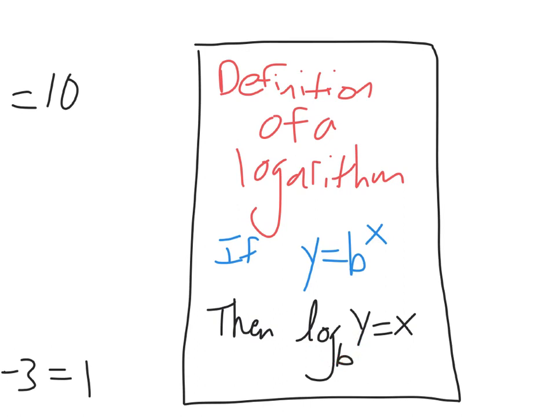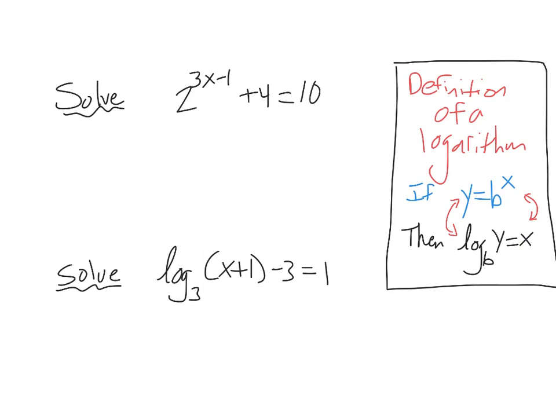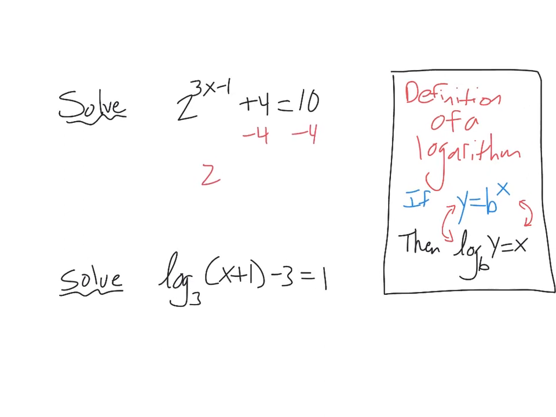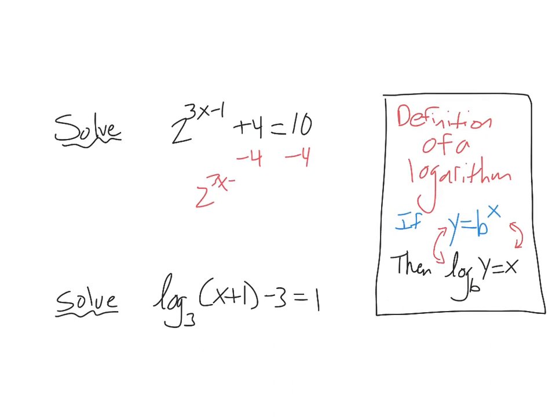And the key is we can go back and forth between these two. If you have one form and you need to solve it, switch it to the other form. So watch how this works. We have an exponential equation on this first one. First thing we've got to do is get the exponential by itself. We get that 4 out of there. So 2 to the 3x minus 1 equals 6.